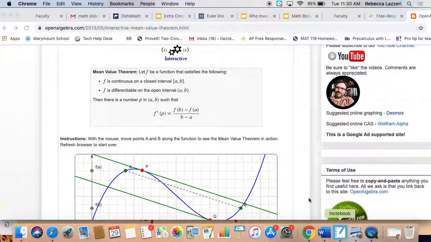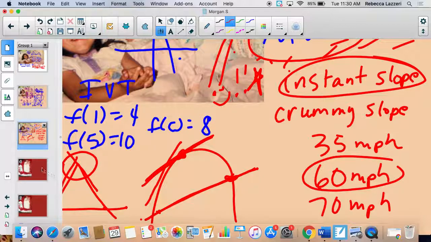Let's do a problem before we go on with the mean value theorem.